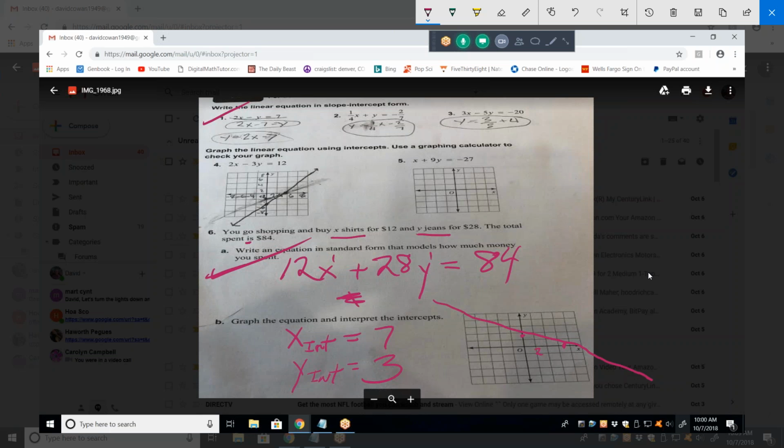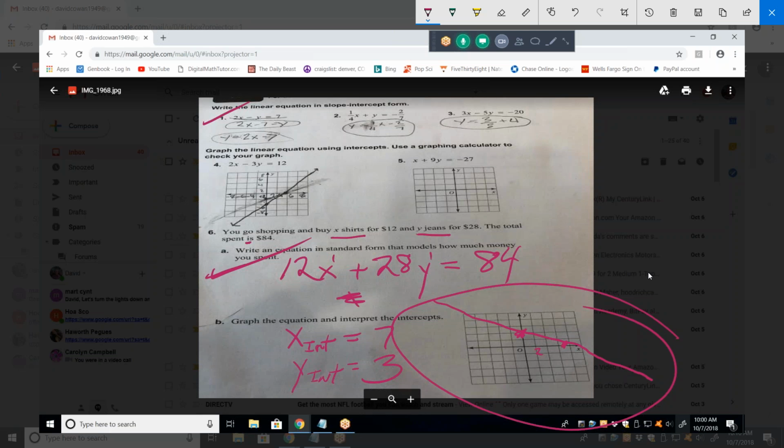Notice that when you do the intercept method, you don't ever know slope. I don't know what the slope of that line is. I've never had to deal with it. The X-intercept gives you a point. The Y-intercept gives you a point. A straight line is determined by 2 points. So I didn't need the slope. And you don't when you use the intercept method.